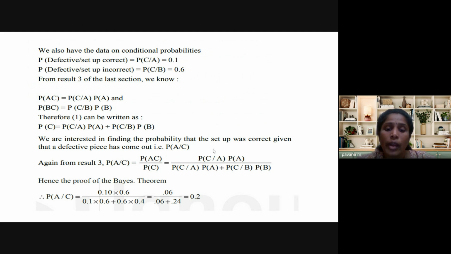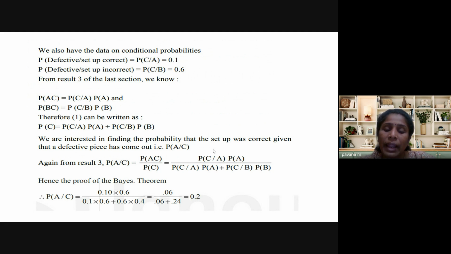Now we are interested in finding the probability that the setup was correct given that defective pieces are coming out. That means the machine is set in a correct way, but defectives are coming out. So we are calculating P of A by C. P of A by C is equal to P of A intersection C by P of C. P of A intersection C we already derived from the formula: P of C by A into P of A. And P of C means you have to consider both situations: P of C by A into P of A plus P of C by B into P of B.